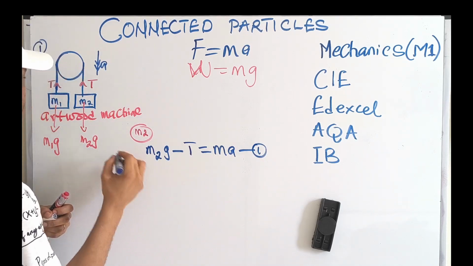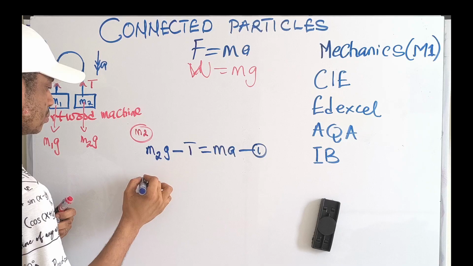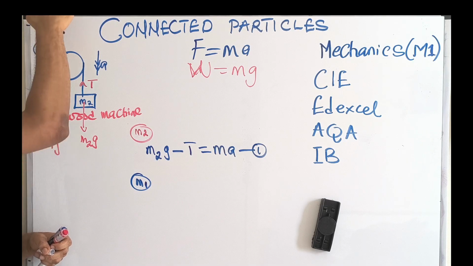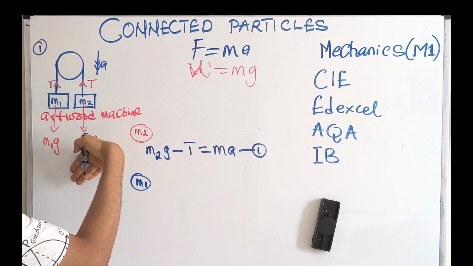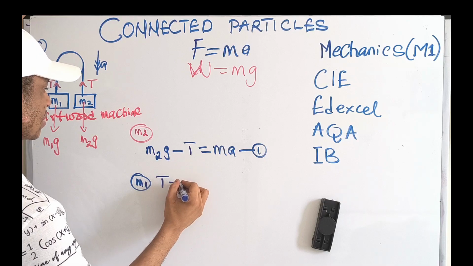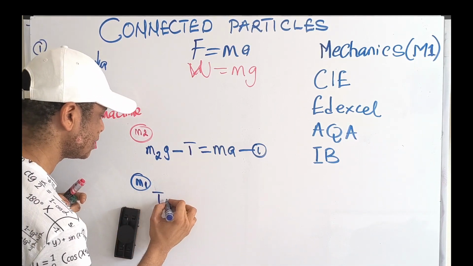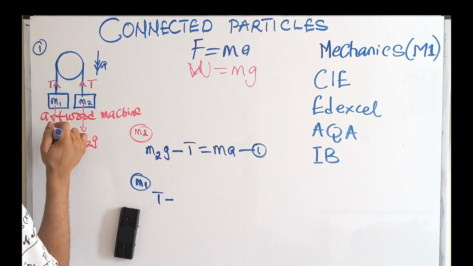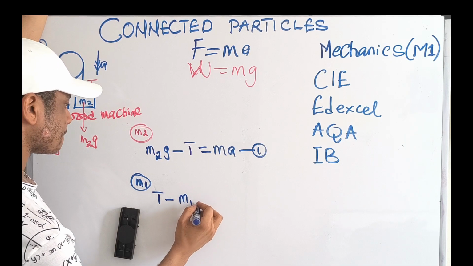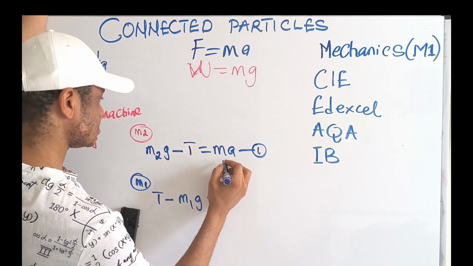For M1, this is going like this. So this comes down, this goes up. So this will be T minus m1g is equals to m1a.